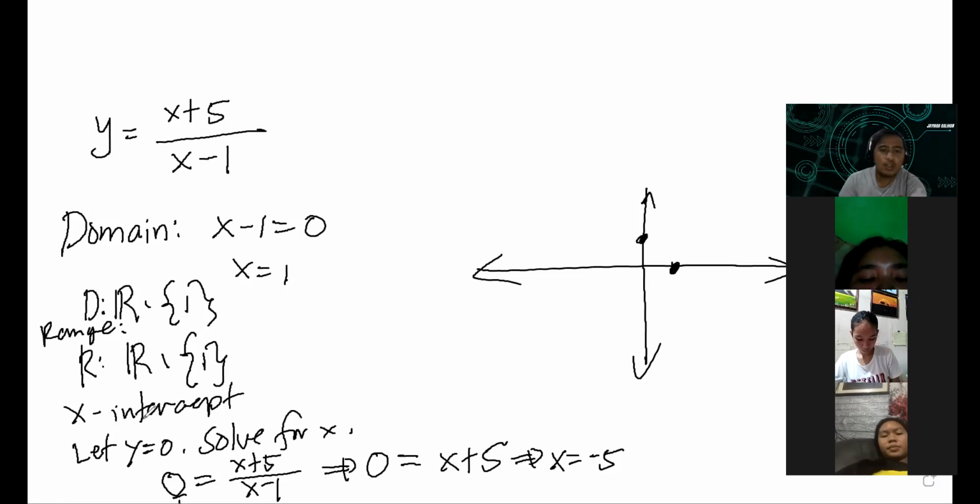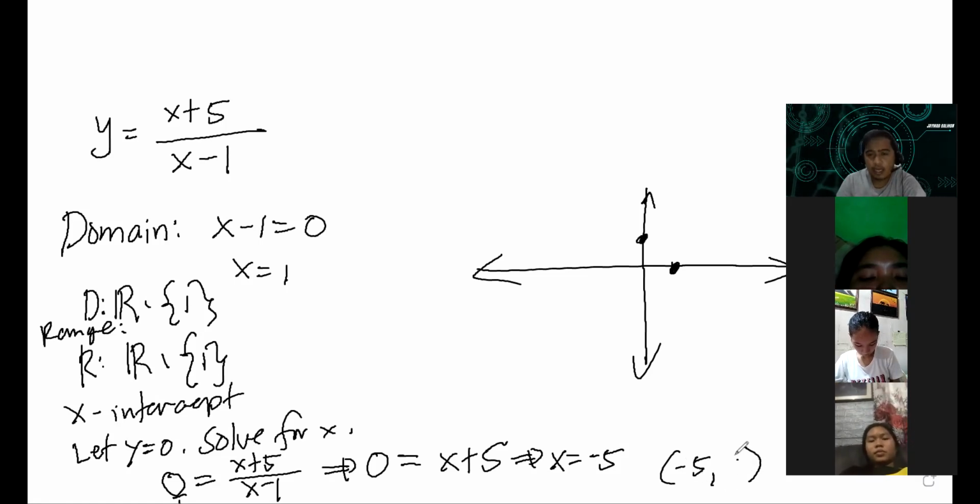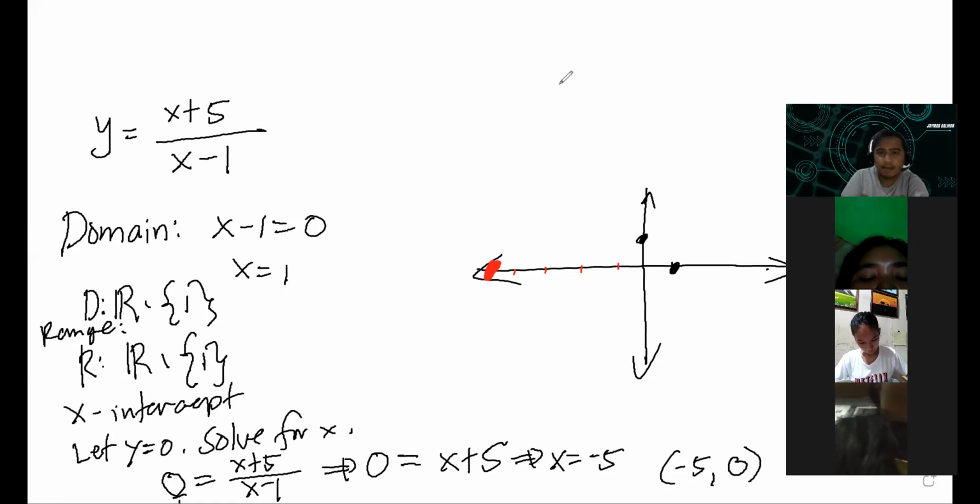So it means your intercept now will be the point. What is your x? That is -5. And your y is 0. So it means at this point, your graph and the x-axis will intersect. That is at -5, 0. 1, 2, 3, 4, and 5. So somewhere here your graph crosses the x-axis. Okay? So that's it for your x-intercept.